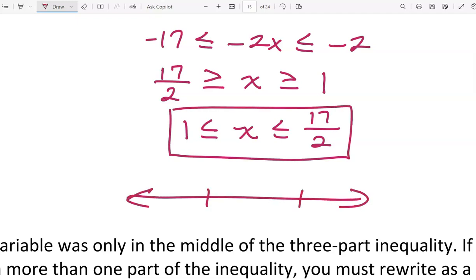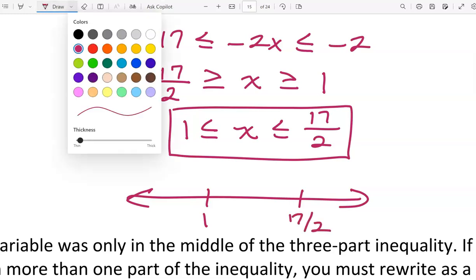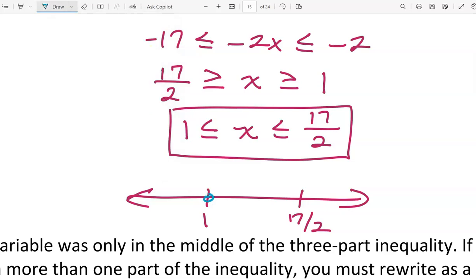And on the number line, our two boundary values here are 1 and 17/2. Now remember, 17/2 is really just 8.5. We don't need to necessarily scale it though. We just need to indicate those two numbers in order to make the graph of this.